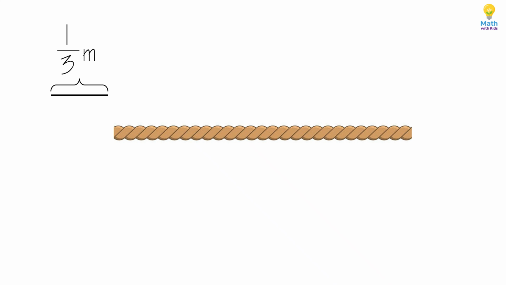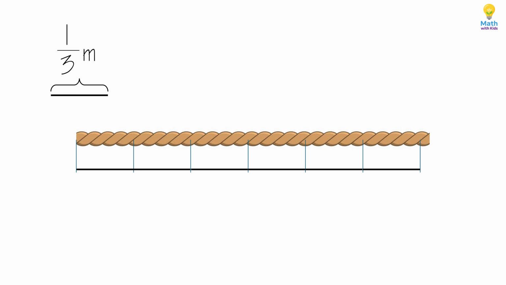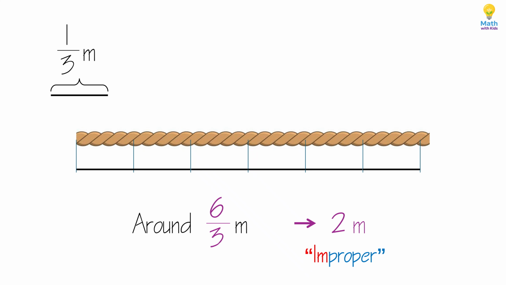Improper fractions are very useful in real life. For example, if the unit is 1/3 meter long and we have 5 pieces, the total length is 5/3 meters as an improper fraction. If we have 6 pieces, it gives us 6/3 meters, which equals 2 meters, a whole number. That's why we call these fractions improper. They can represent whole quantities too.